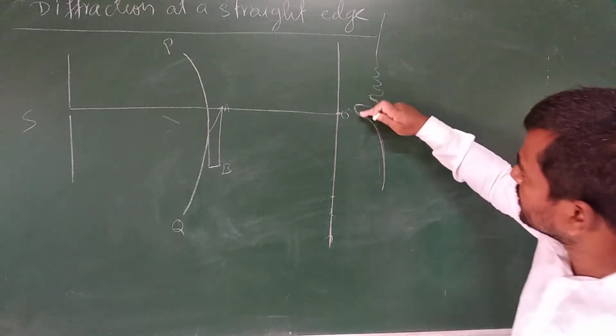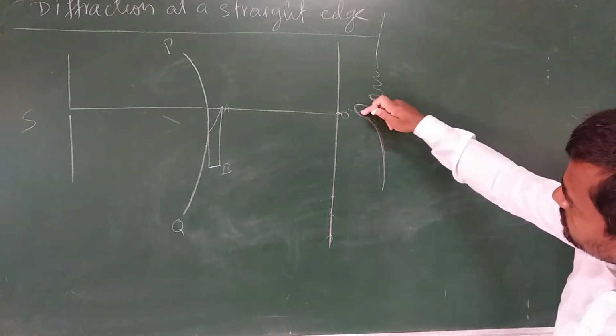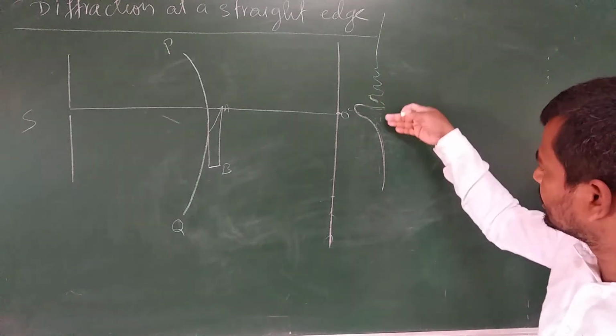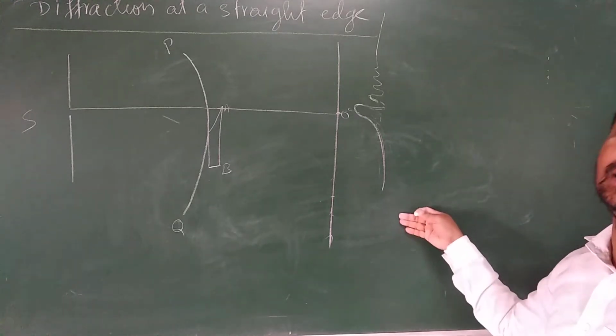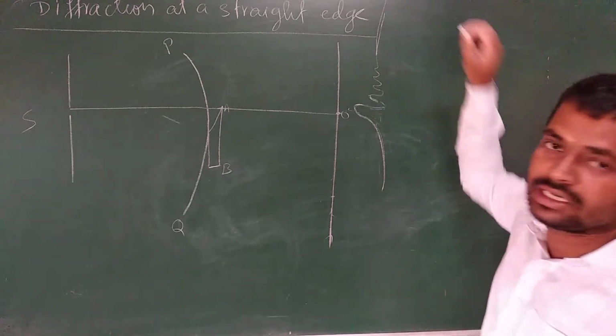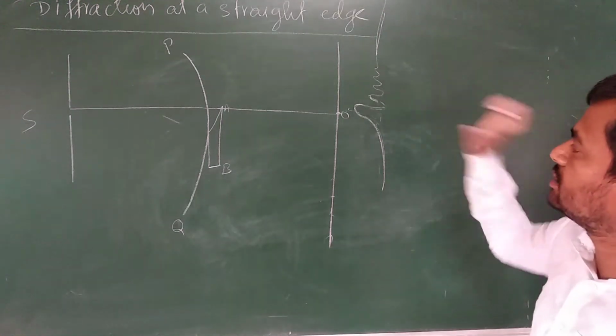See here, intensity cannot fall suddenly. See, slowly it is falling. The straight line indicates there is no intensity here, completely darkness. This side also is completely darkness. So like this you have to do it.